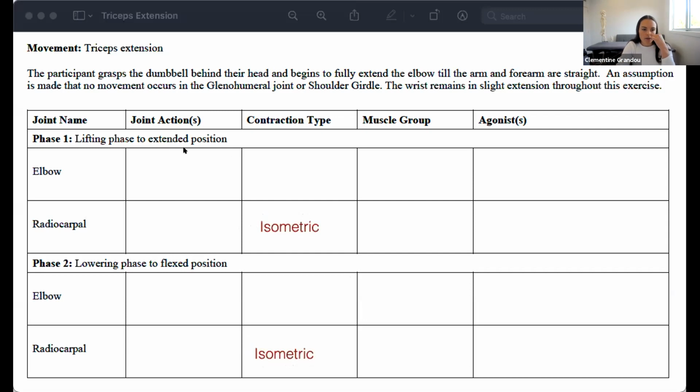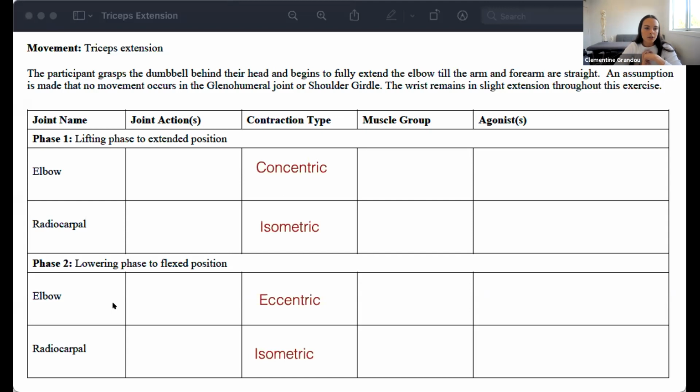Okay, and then we have the elbow. So the lifting phase, we should be thinking concentric, and the lowering phase, eccentric. If you're doing a tricep extension overhead, the hard part is to lift the weight up, and then it's easier to lower it back down, right? So lifting the weight up is going to be our concentric phase, and lowering the weight down will be our eccentric phase.